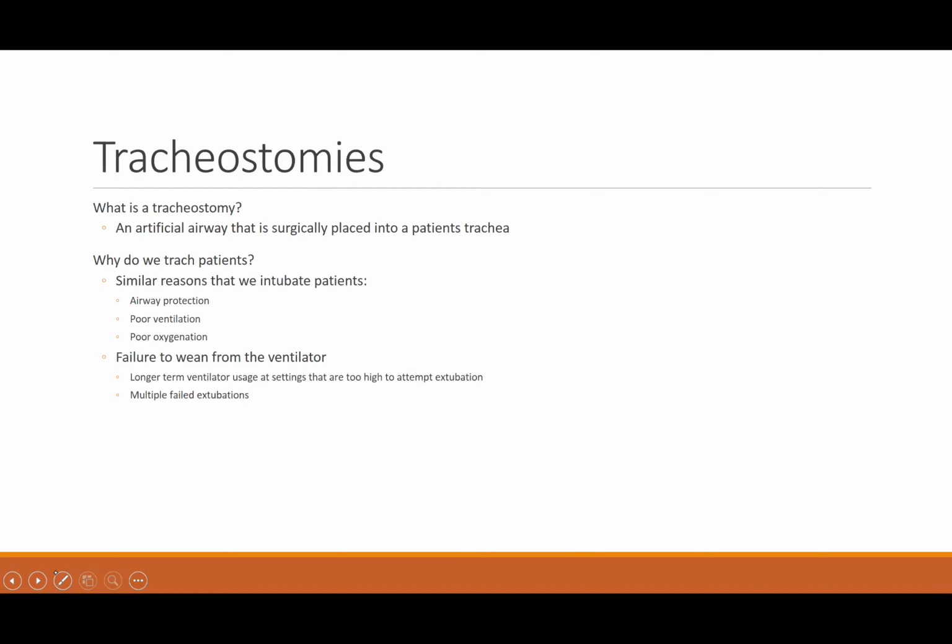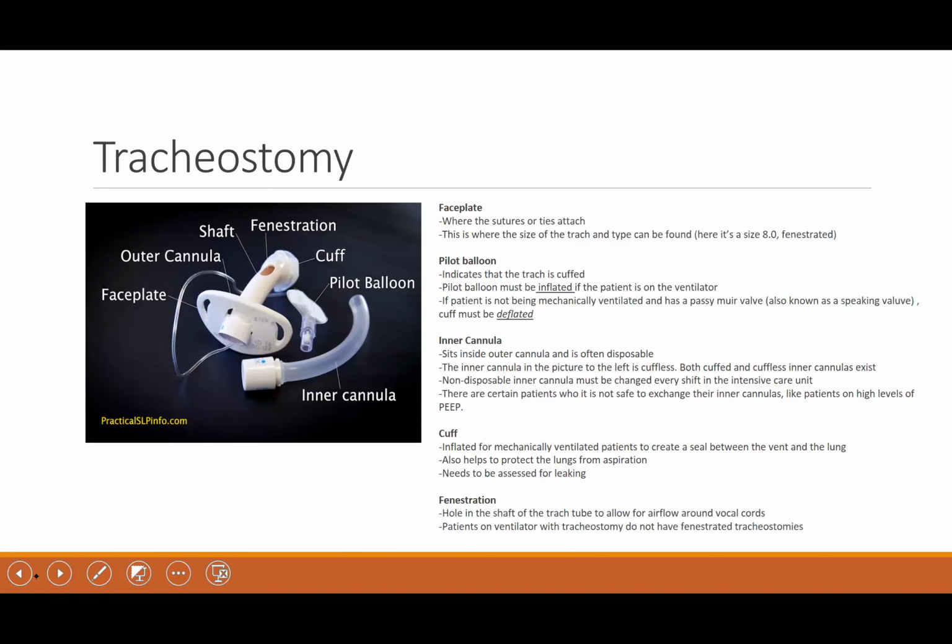Okay, so let's talk very briefly about tracheostomies, because I think many of you have seen a trach before. So this is essentially a surgical airway, an airway that's placed into a patient's trachea. We trach patients for the very same or similar reasons that we intubate patients. And something that I wanted to include is what each of these parts of a tracheostomy are, and what their function is. I'm not going to read that to you, but that is for your reference if you need it.